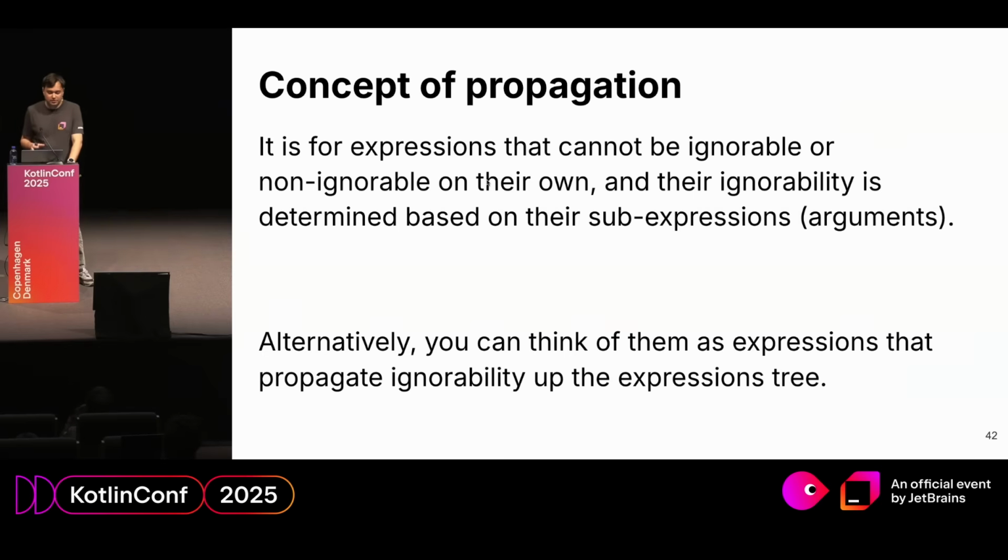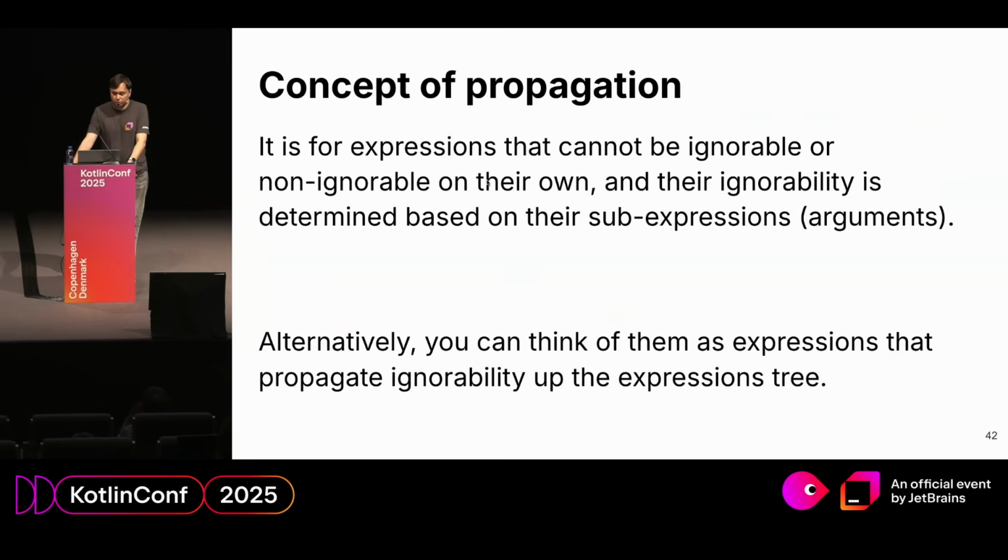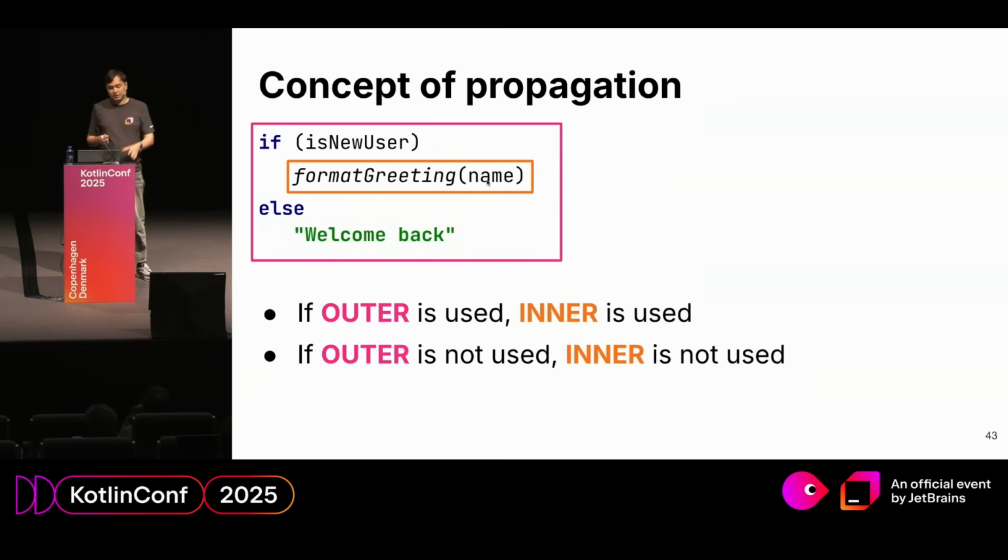Propagation is for expressions that cannot be ignorable or non-ignorable on their own, and their ignorability is determined based on their sub-expressions, or arguments, if you want to call them so. Alternatively, you can think of them as expressions that propagate the ignorability up the expression tree. As an example with if, we have an outer expression and an inner expression. If the outer expression is used, then the inner expression is also used. And if the outer expression, the whole if, is not used, then the inner is also not used.